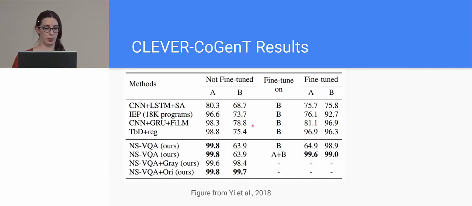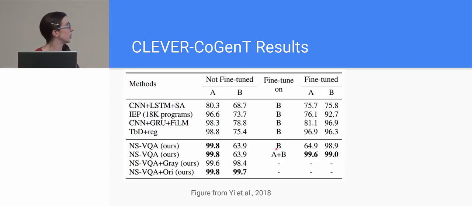Now here's the NSVQA results. So again, in this first line we have trained on set A, tested on set A, performs great. Trained on set A, tested on set B. It performs poorly except for this last model here, which we'll talk about in a second.